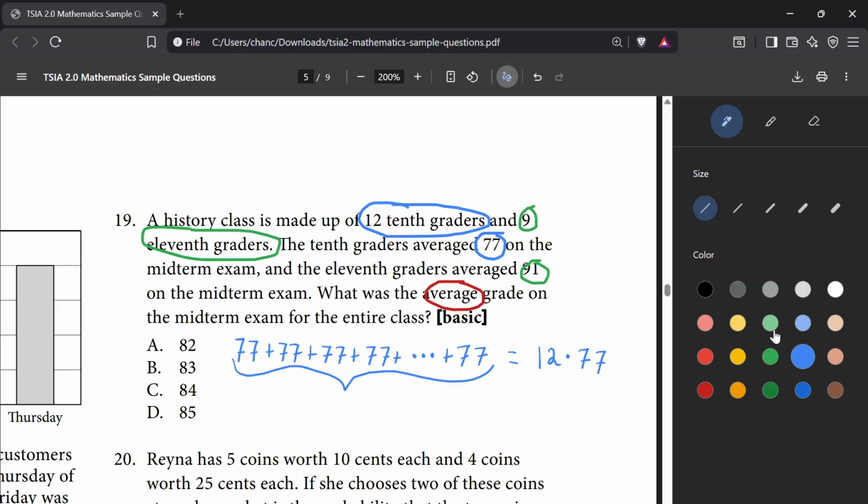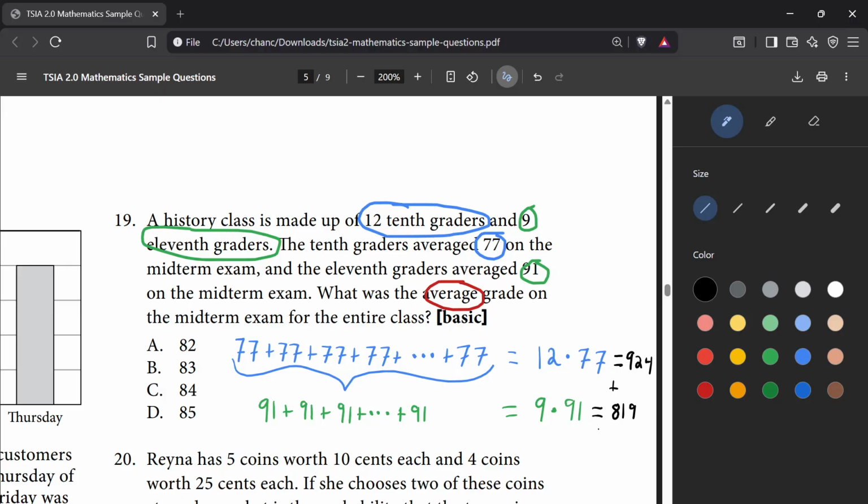And then we can do the same thing for the 11th graders and the grade that they got. They got a grade of 91. So there's a whole bunch of 91s that were made by the 11th graders, and that is a total of 9 of them. So there are 9 students that got a grade of 91. We'll multiply out these results and figure out what we get. Whenever you do the multiplication for 12 times 77, you will get 924. And whenever you do the multiplication for 9 times 91, you will get 819.